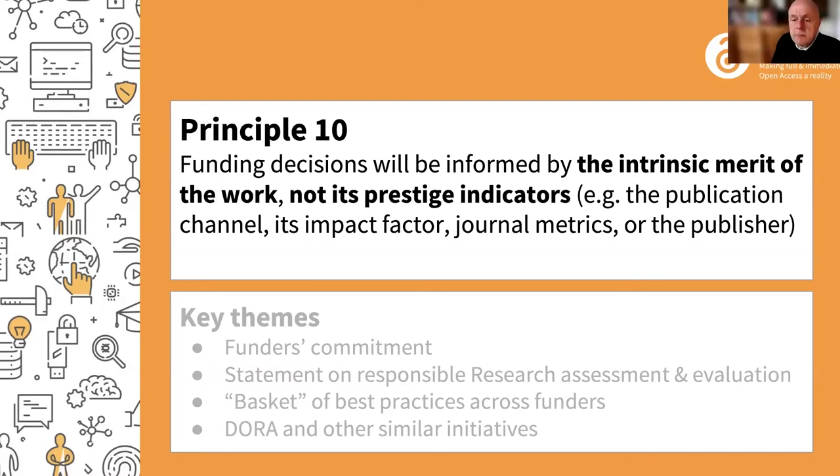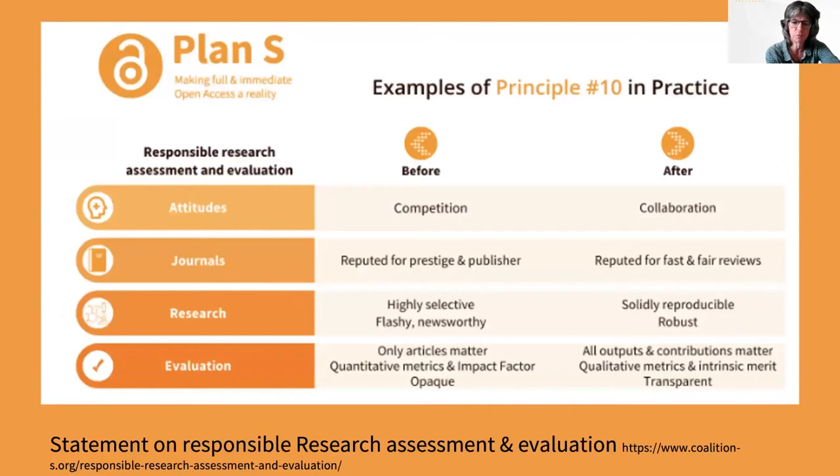Coalition S funders are committed to not basing their funding decisions on prestige indicators. Each funder is taking its own steps, but as a group, Coalition S has published a statement on responsible research assessment and evaluation. The statement includes this graphic of examples of principle 10 in practice, the before and after of implementing such a practice. It illustrates moving from measures of prestige and qualitative metrics to reproducible research and the intrinsic merit of the research, not how you measure it. Thanks, Johan.